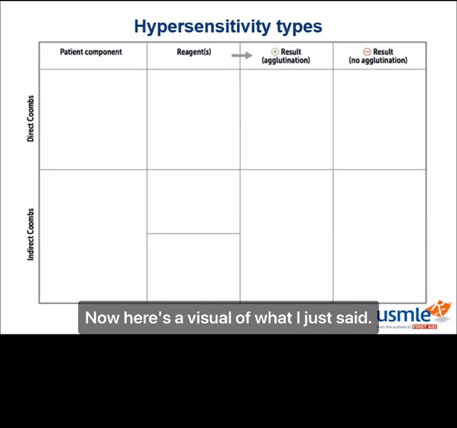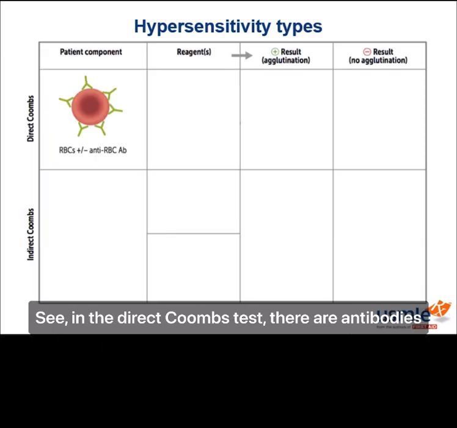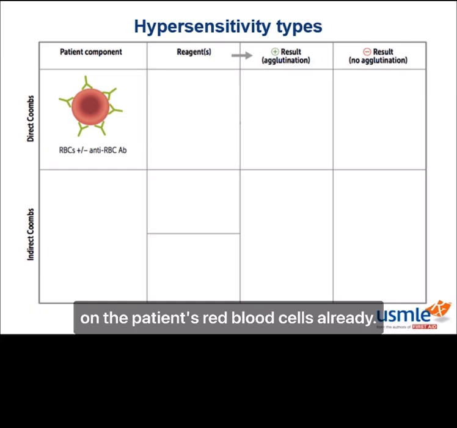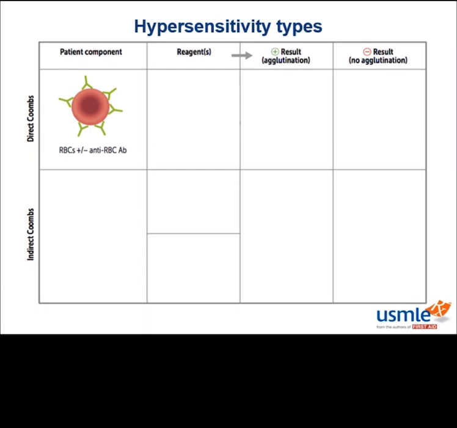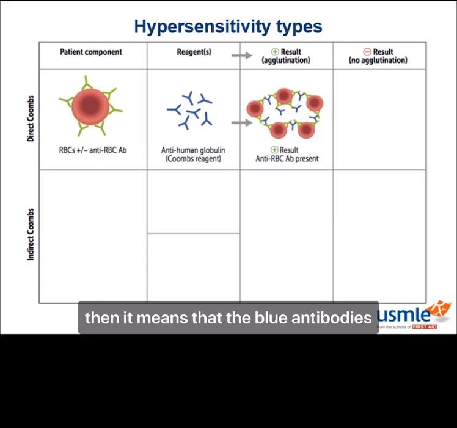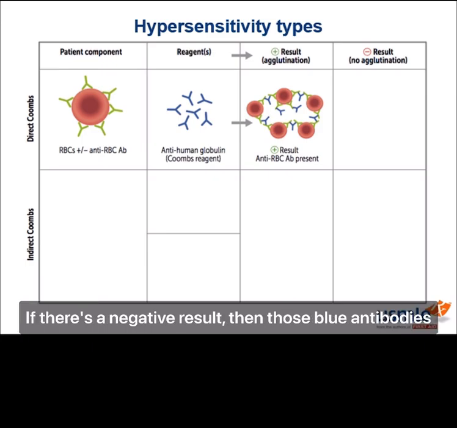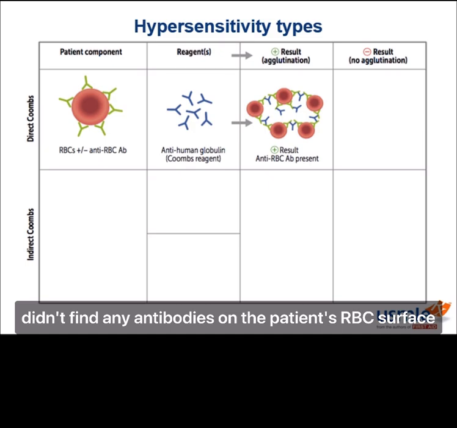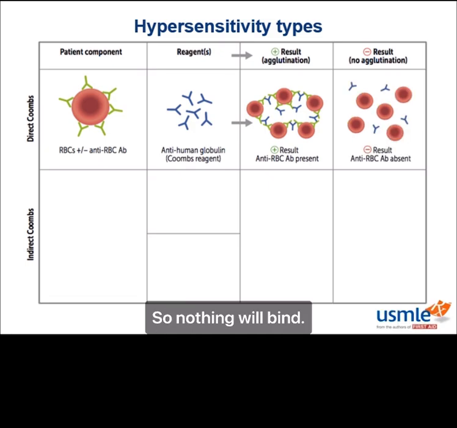It means that if an antigen did present, then the antibodies that are present will make that reaction happen. Now, here's a visual of what I just said. See, in the direct Coombs test, there are antibodies on the patient's red blood cells already. How are we going to detect those antibodies? Well, we need to add another antibody, so these things in blue. If there's a positive result, which means the cells agglutinate, then it means that the blue antibodies bound to the antibodies that were found directly on the patient's RBC surface, and everything clumped together. If there's a negative result, then those blue antibodies didn't find any antibodies on the patient's RBC surface to bind to, so nothing will bind.